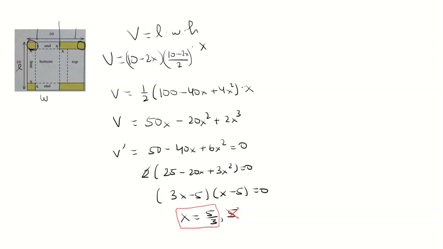So then we can look at the dimensions. So the length we said was 10 minus 2x. So that's going to be 10 minus 2 times 5/3, just 10 minus 10/3, and that's going to be 20/3. So that's the length. The width will be the length over 2, if you look at the formula here, which is 20/3 divided by 2, which is 10/3. And then the height is just x, which we said is 5/3.